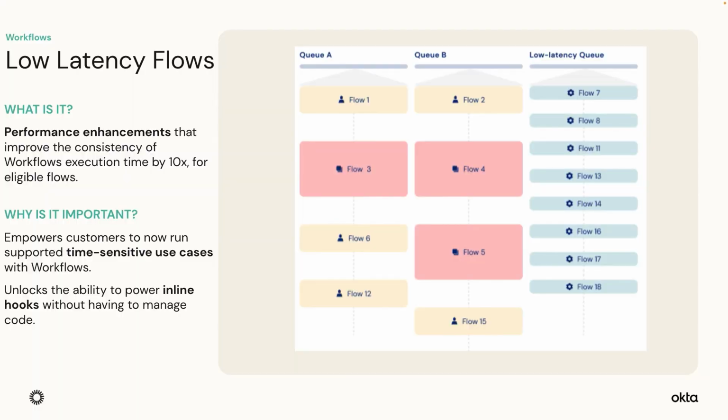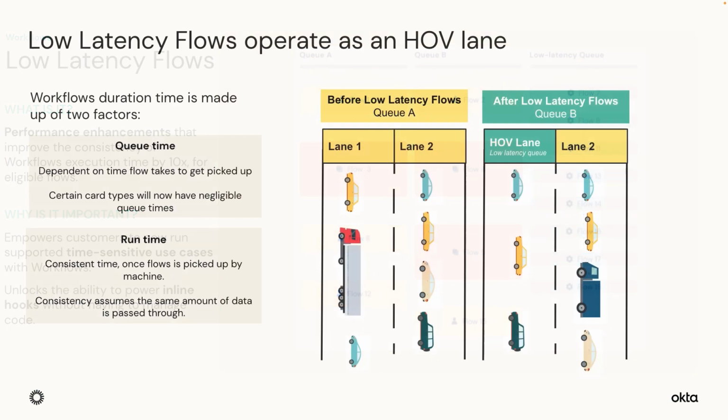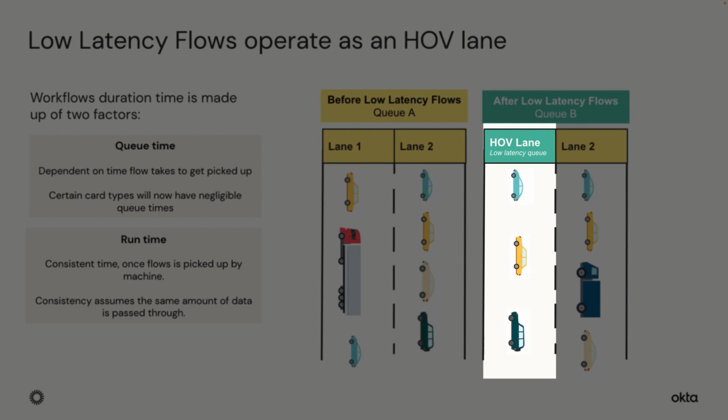Workflows will automatically move eligible flows to the low latency queue that offers minimal wait times and increased resource availability, providing performance enhancements and unlocking time-sensitive use cases. If you like pictures, here is another real-world graphic that explains how low latency flows work. A low latency queue is like a high occupancy vehicle lane that remains fast when regular lanes slow down with traffic.